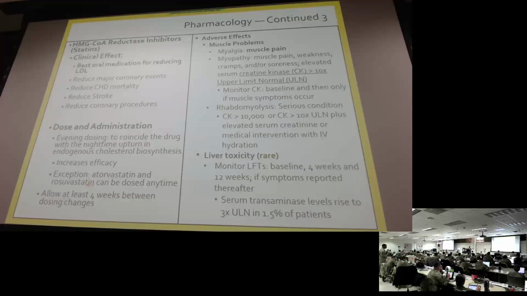Looking at the evening administration, we already talked about this. Make sure that you're giving it at night because most of our cholesterol is coming at night from our endogenous pathway versus what we're eating. But if I have a high intensity, so that's where you see your atorvastatin and rosuvastatin, but this is only your high dose. If you have your high intensity, it doesn't matter what time you're taking it, okay?